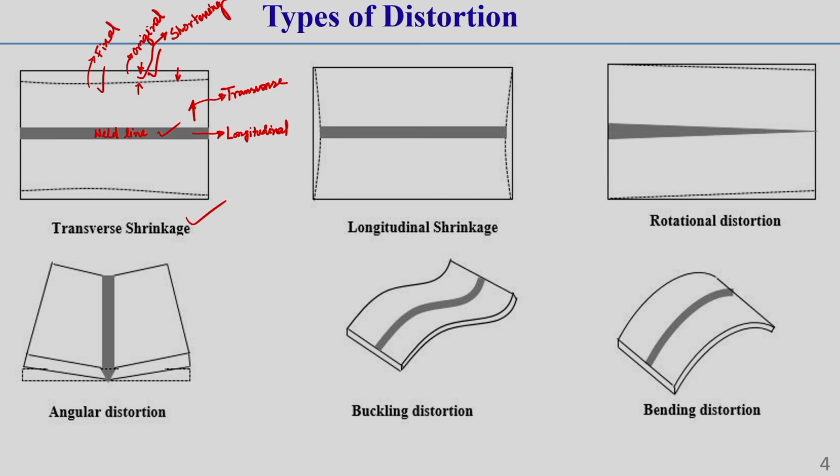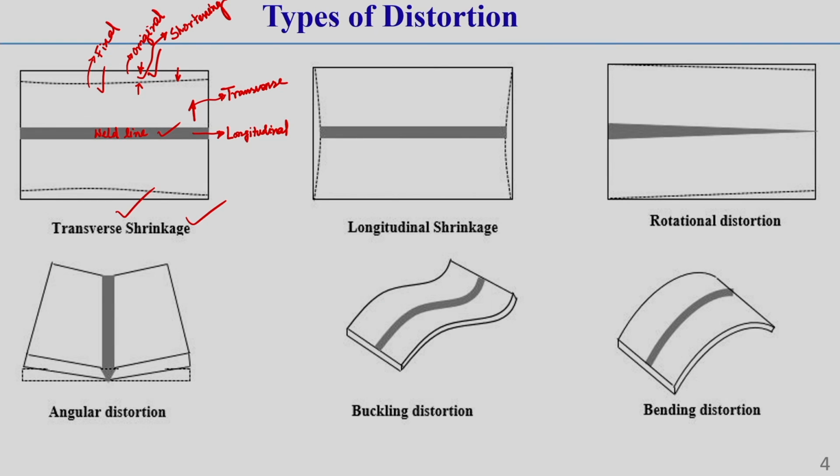Due to this contraction, both in the weld zone as well as near the base material due to heating, and after heating once it solidifies, there occurs some contraction type of force. Due to this contraction force, transverse shrinkage generally occurs. This transverse shrinkage you can call one type of distortion, which is called transverse shrinkage.